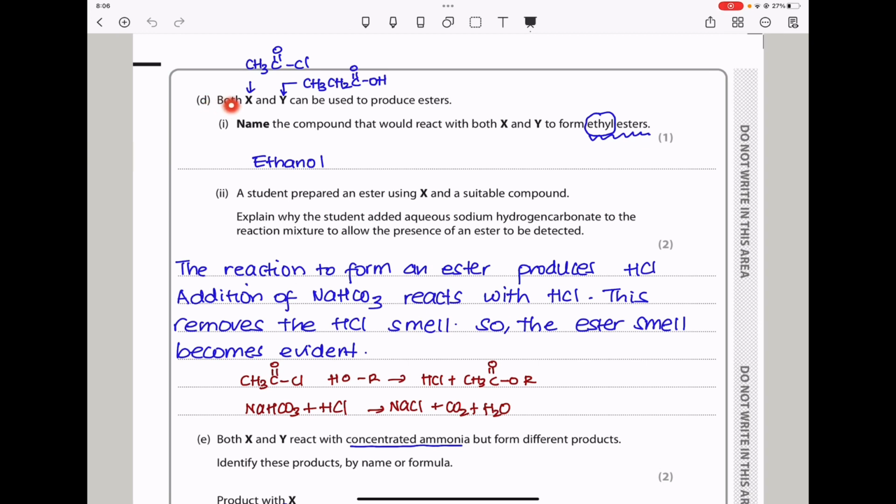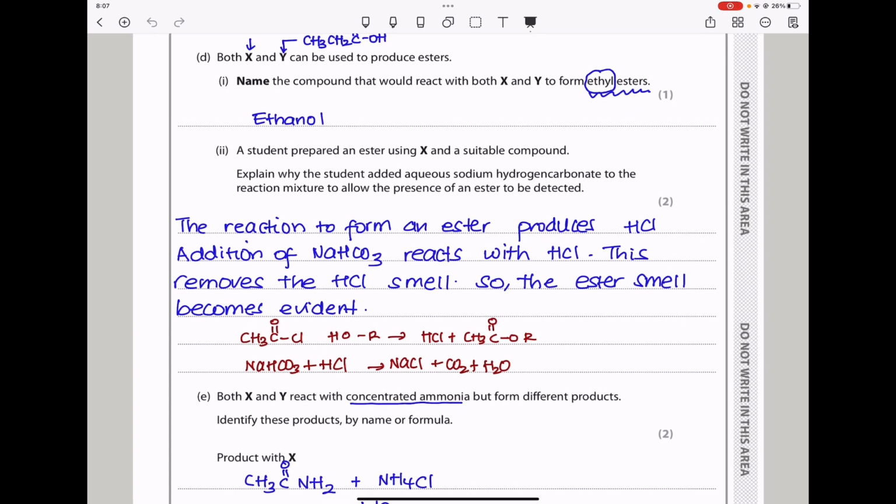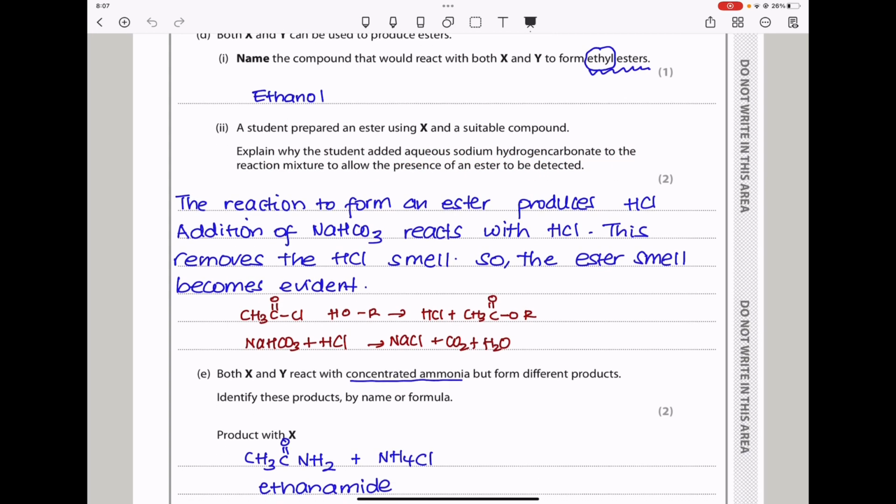In part D, they say both X and Y can be used to produce esters. They say name the compound that would react with both X and Y to form ethyl esters. Because they say ethyl, it means we're going to have CH3CH2. It's going to be ethanol. The next part says a student prepared an ester using X and a suitable compound. They say explain why the student added aqueous sodium hydrogen carbonate to the reaction mixture to allow the presence of an ester to be detected.